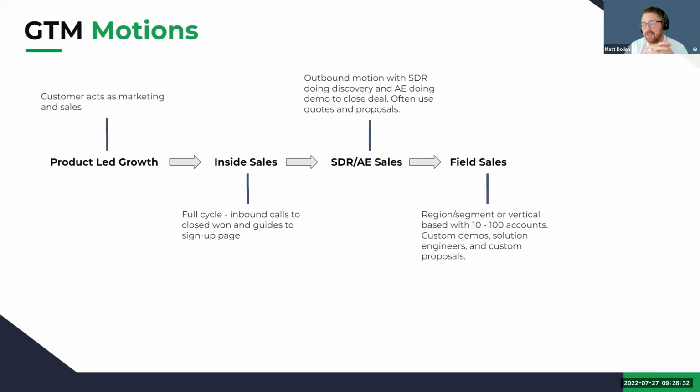As you go one step further, this is field sales. And field sales is different. This means you start to get vertical alignment. You have a specific number of accounts you're assigned to, anywhere from 10 to 100. Usually 10 is more like named accounts, but 10 to 100.